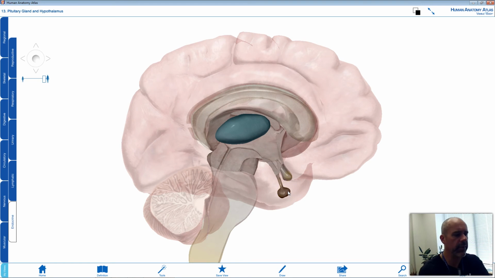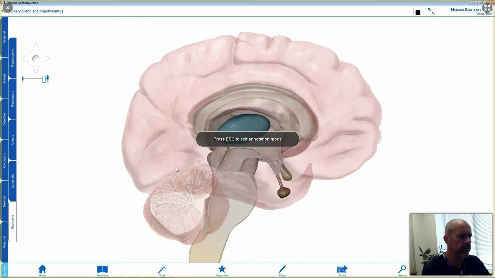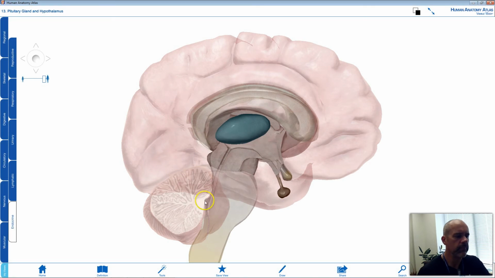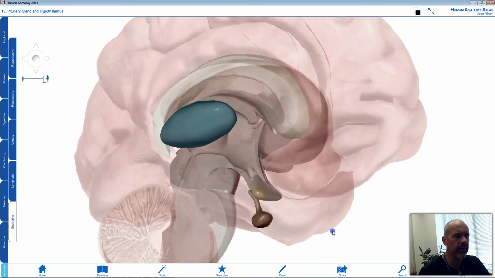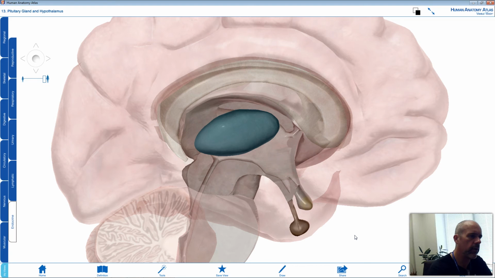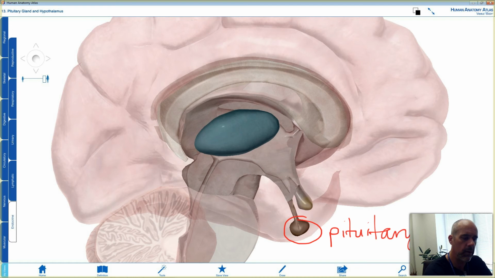Let me bring up my pen here. All right, let's zoom in. Turn off my pen here for a second. Zoom in really closely. These are nice because you can rotate things around. And there's your pituitary gland. And up in here, where is your hypothalamus? Your hypothalamus is actually this area right up in here. That's the hypothalamus.